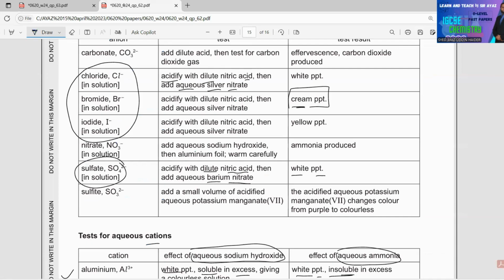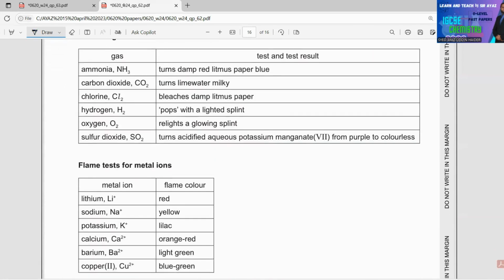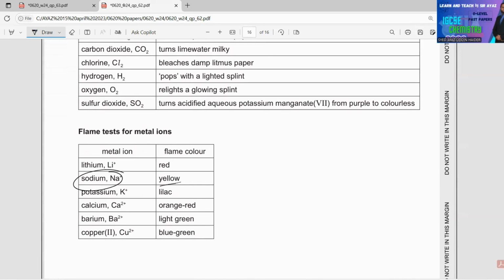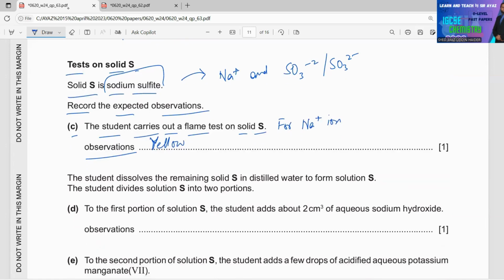So let's see the color for the Na+ ion for flame test. Here's a flame test. It gives yellow. So you'll write yellow. This will be the observation for the flame test carried out with this solid S. The student dissolves the remaining solid S in distilled water to form solution S. The student divides solution S into two portions.